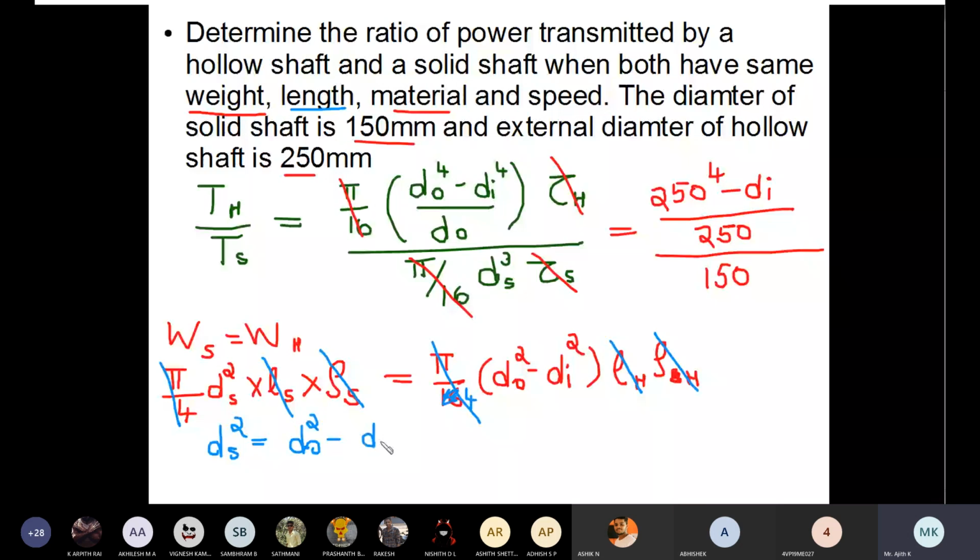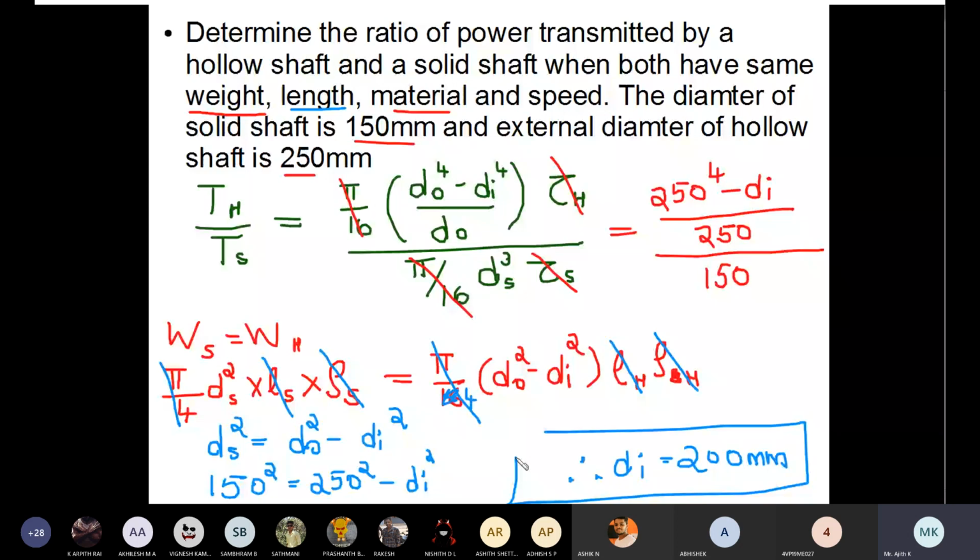ds is 150, so 150 square is equal to d naught square minus di square, where d naught is 250, the outer diameter of the hollow shaft, as given in the question. Therefore, you will get the value of di as 200 mm. Substitute this di in the above equation and you will get the final answer.